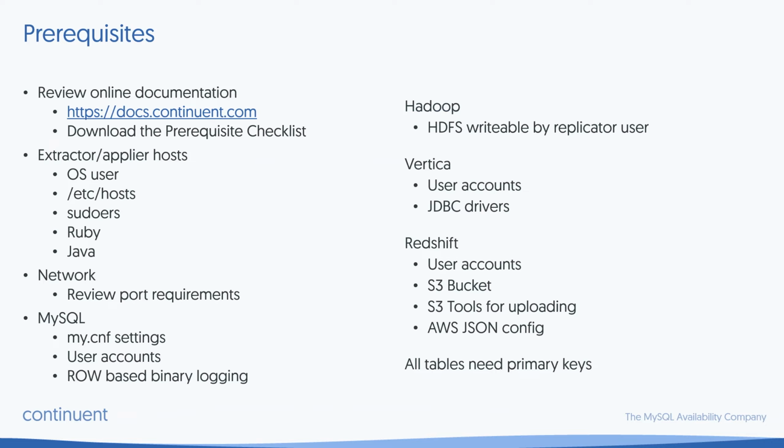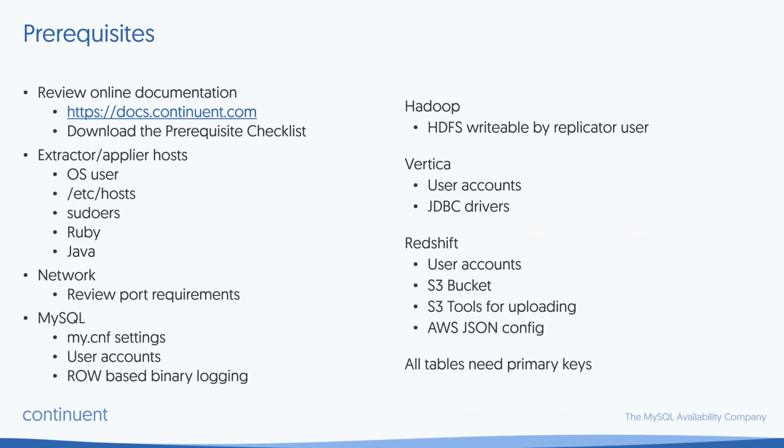In terms of Hadoop, the HDFS needs to be writable by the replicator user. In Vertica, you need to have user accounts set up, and you also need to source and provide your own JDBC drivers for this. These are the Vertica JDBC drivers that Vertica provide. We don't provide them and ship them with our product, so you need to make sure you have them available. In terms of Redshift, the various user accounts again need to be set up. You need to have an S3 bucket, and you need to have the S3 tools installed on your host so that you can upload to S3. So that's the S3 command or equivalent. And you also need to configure an AWS JSON config file, which I will talk about on the next slide.